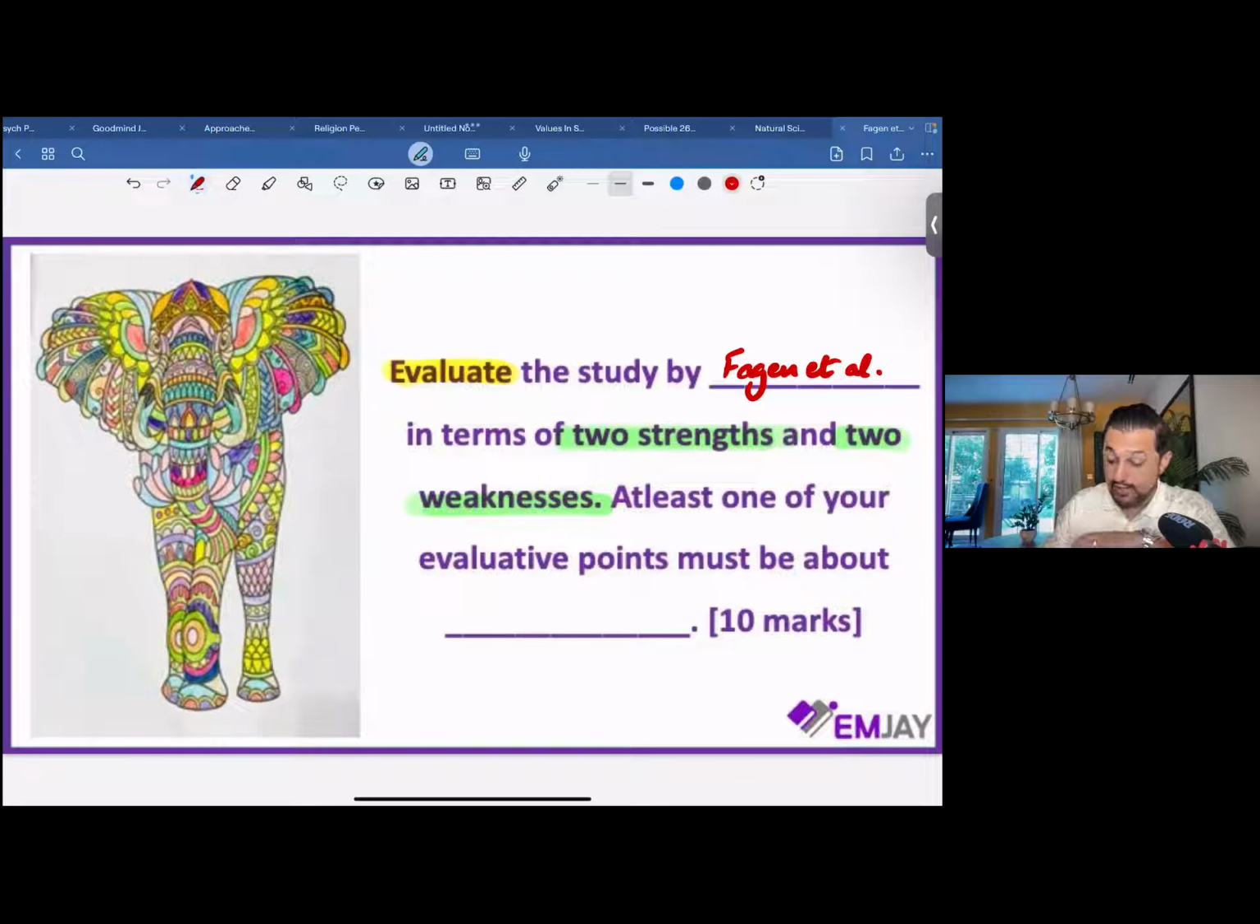For instance, this question could be: evaluate the study by Fagen et al. in terms of two strengths and two weaknesses. At least one of your evaluative points must be about, let's say, quantitative data. So this is how this question could be. If you're getting this question on any other study, it would be, let's just say, by Bandura et al., or by Pozzulo et al., or evaluate the study by Baron-Cohen et al., and so on and so forth. So getting back to this: evaluate the study by Fagen et al. in terms of two strengths and two weaknesses. At least one of your evaluative points must be about quantitative data.